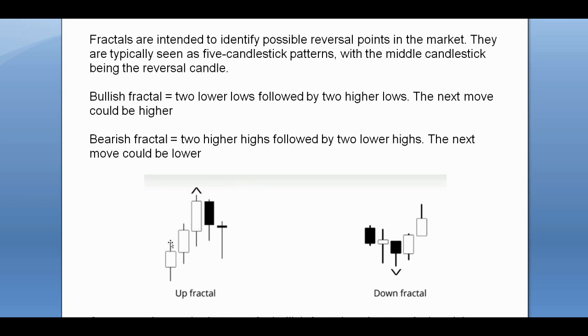Then a bearish fractal, or up fractal as it's called on this chart, would be 2 higher highs followed by 2 lower highs. So higher high, higher high, lower high, lower high. Okay? And that middle candlestick, that's the reversal candlestick. And the expectation is that the next move could be lower, and so you could take a short position if you wanted to.